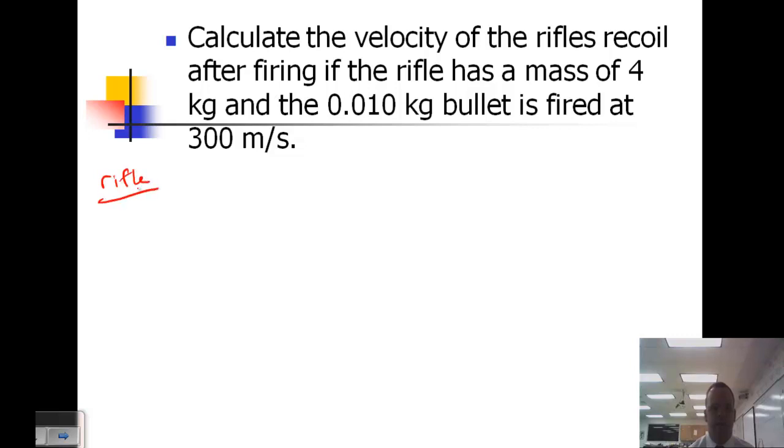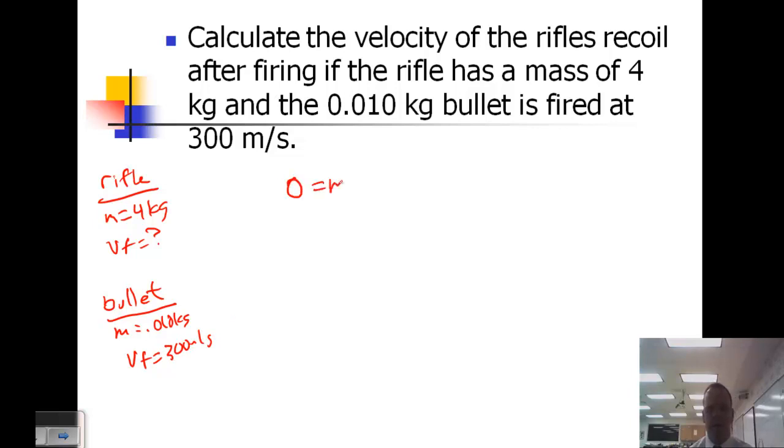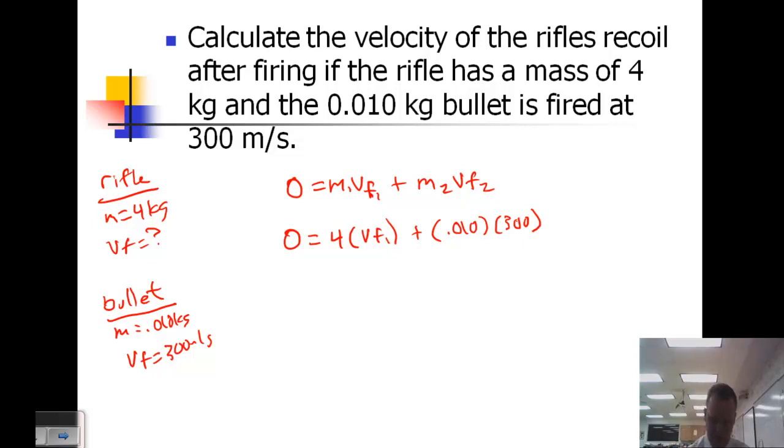Okay, the rifle has a mass of 4 kilograms. We're looking for its final velocity. The bullet has a mass of 0.010 kilograms and a velocity of 300 meters per second. So 0 equals m1 v final 1 plus m2 v final 2. So 0 equals 4 times v final 1 plus 0.010 times 300. So 300 times 0.01, you get 4 v final 1 plus 3.